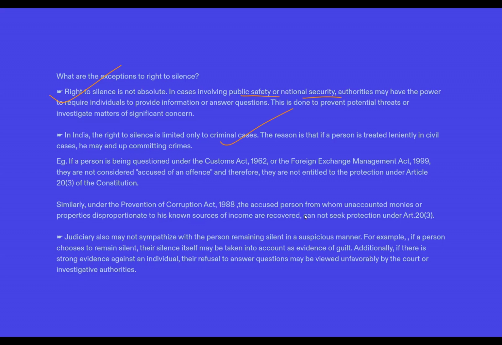As I explained earlier, if a person is being questioned under the Customs Act, Foreign Exchange Act, they are not considered accused of an offense. They are not entitled to protection under Article 20. Similarly, under the Prevention of Corruption Act also, the accused shall give some of the evidences which are required from him.